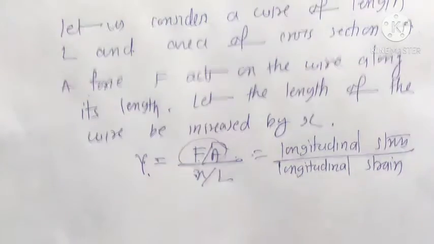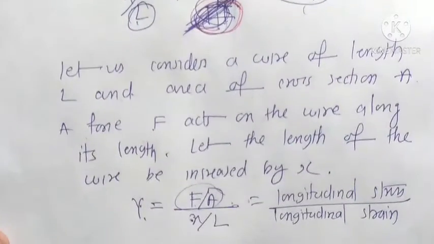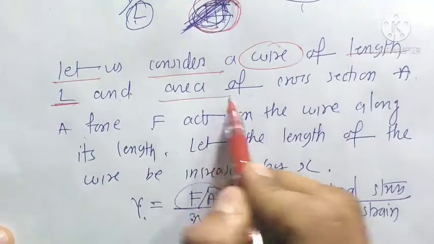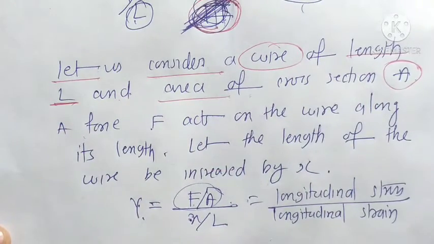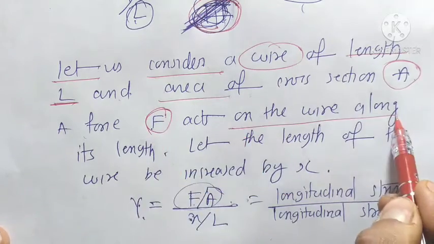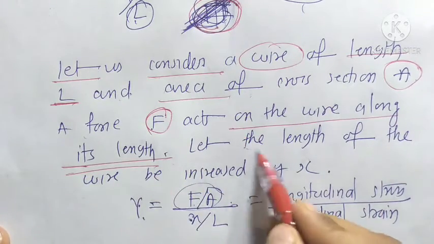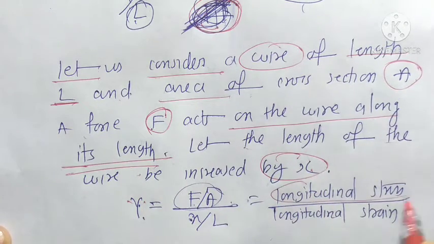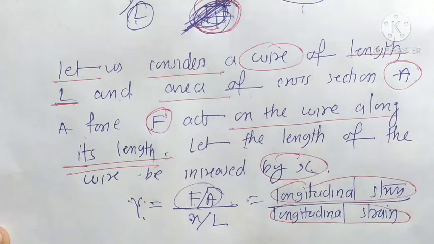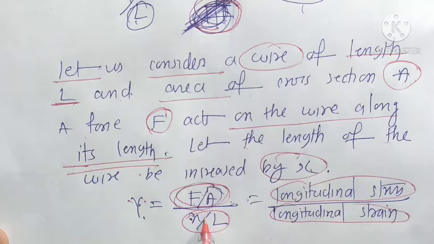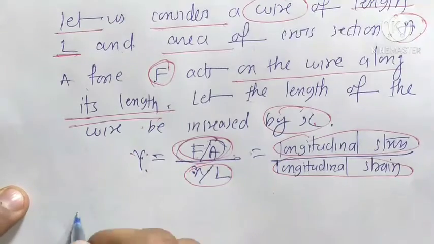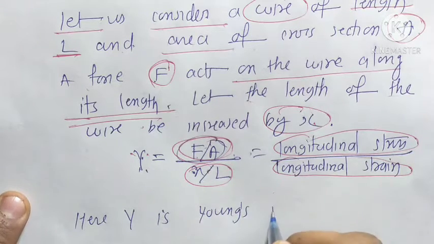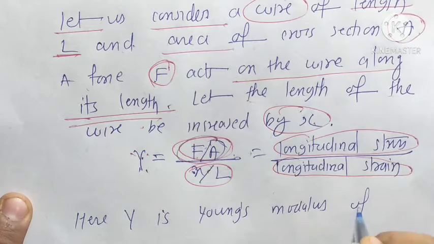I repeat again. Let us consider a wire of length L and area of cross section A, and a force F acts on the wire along its length. Let the length of this wire be increased by x. So Young modulus is longitudinal stress upon longitudinal strain. This is the stress and this is the strain. Here Y is the Young's modulus of the wire.